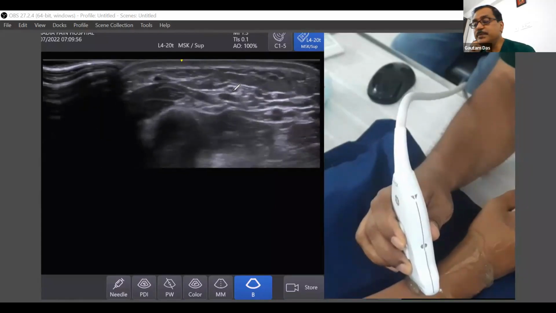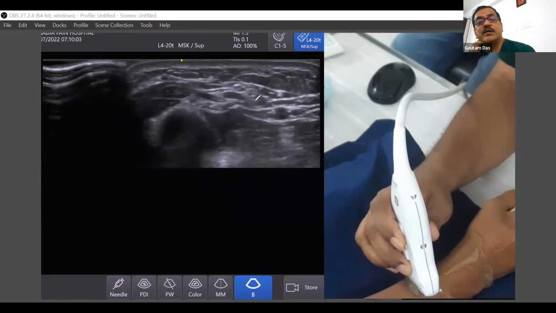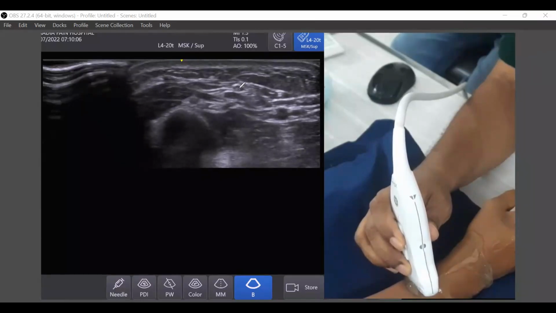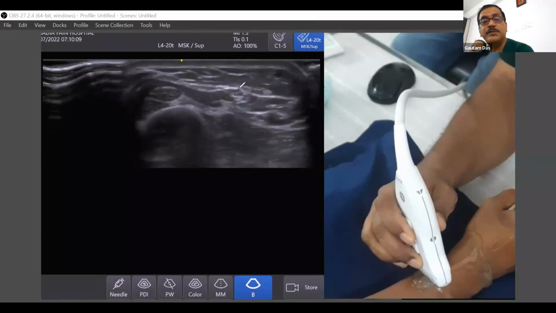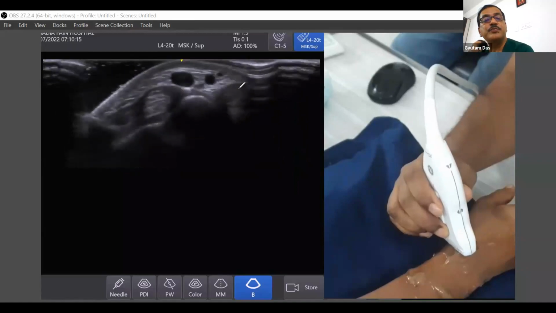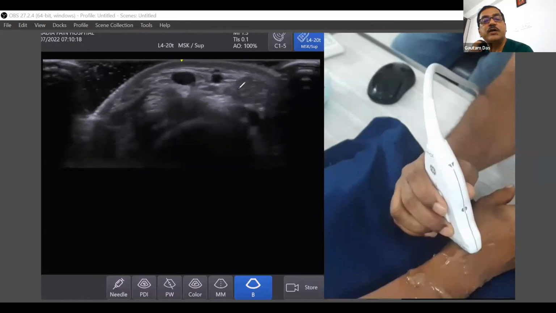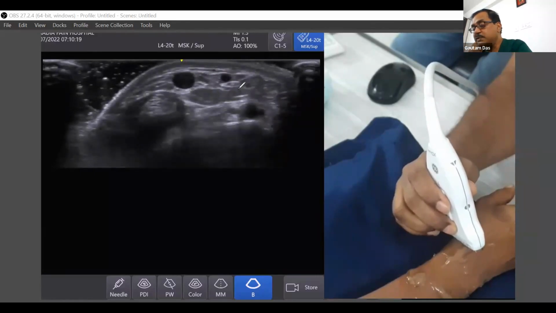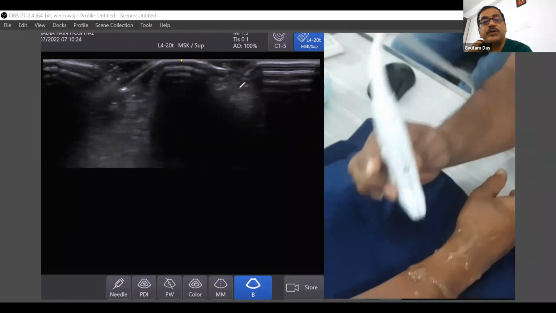So at this position, when I'm coming more proximal, this side is your radius, this side is your radial artery, and here is your nerve. You can trace it from here, or as I told you, I feel it is comfortable to find it just below the vessel, where it is crossing, because just below the blood vessel there are normally hyperechoic shadows.